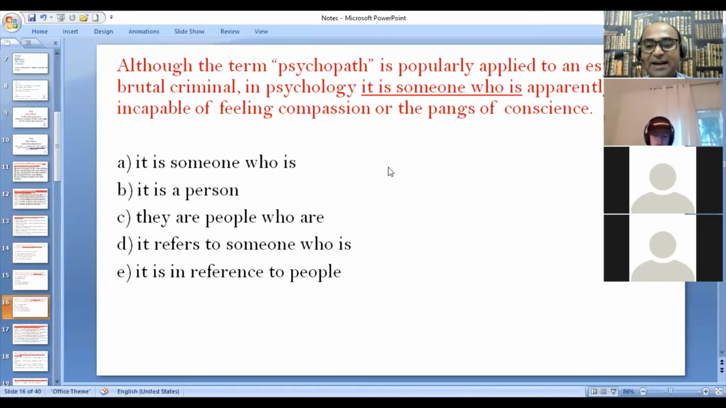So A, B, C out. Between D and E, E has same problem that it is talking about people. So instead of people, it should be person. Why? Because we are talking about one criminal, brutal criminal, not criminals, right?